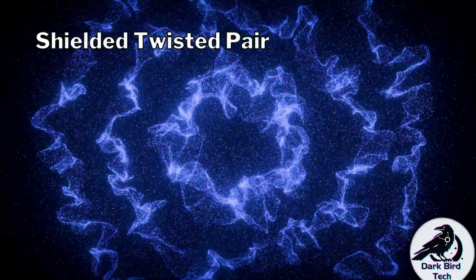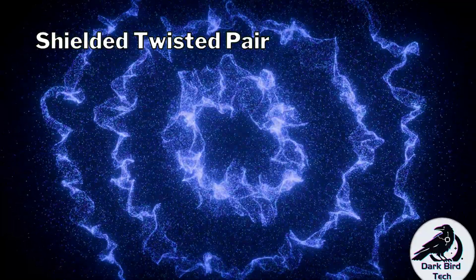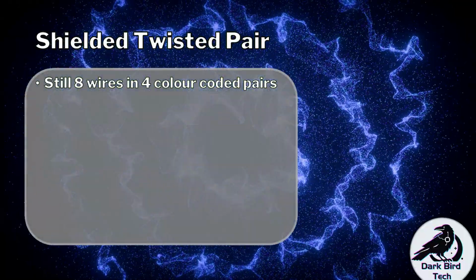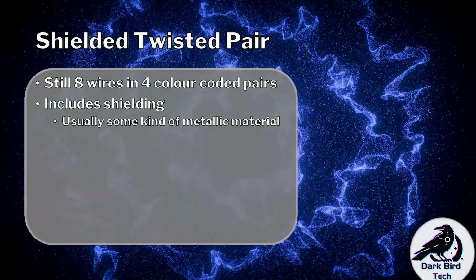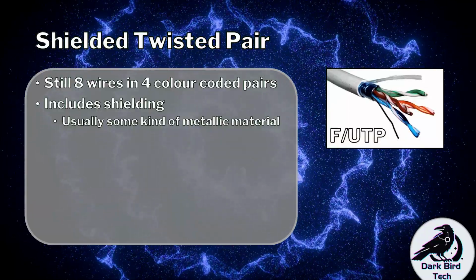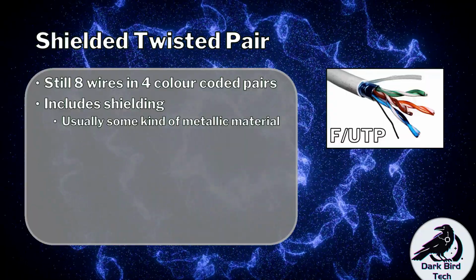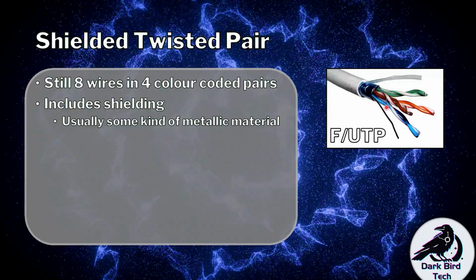Then, for environments where you're going to get interference, shielded twisted pair is an alternative. It still has 8 wires in 4 color-coded pairs, but it includes some kind of metallic shielding. You get a foil wrap, or F/UTP, foiled unshielded twisted pair, where there's a metal foil wrap around the inner wires.